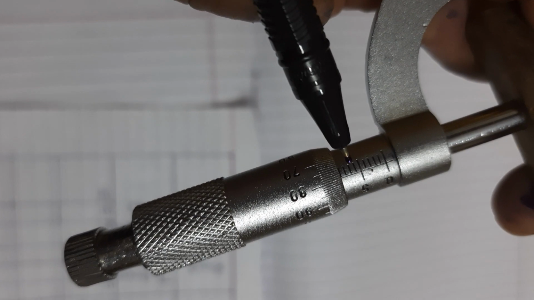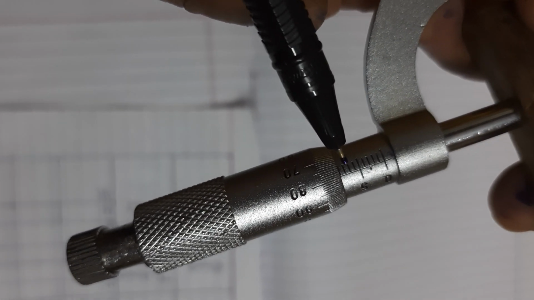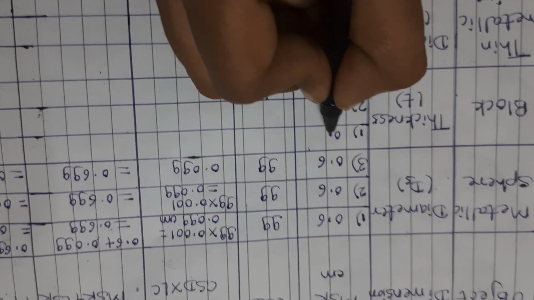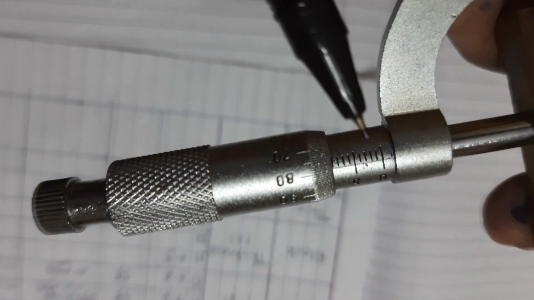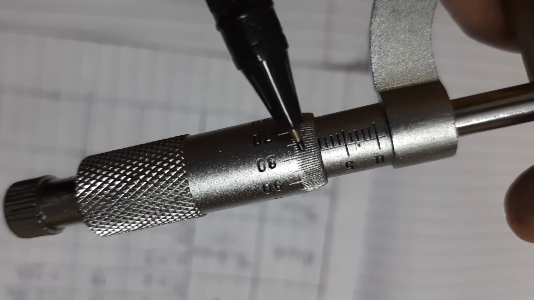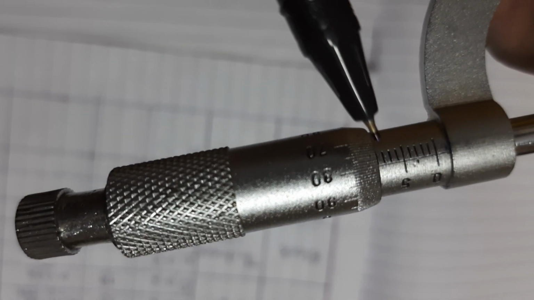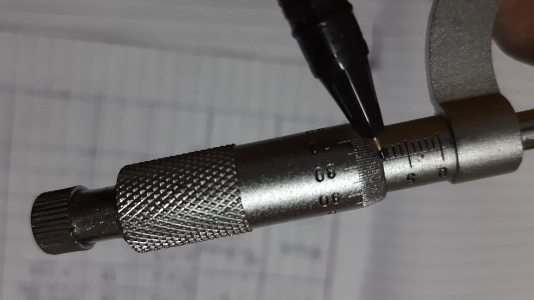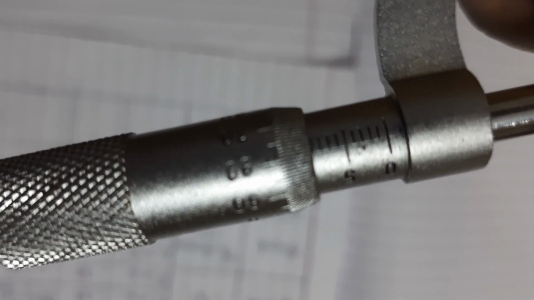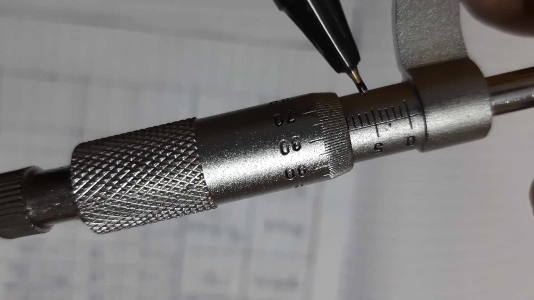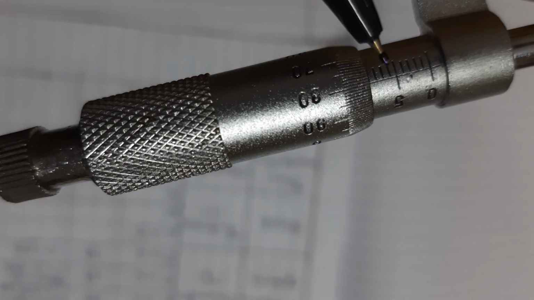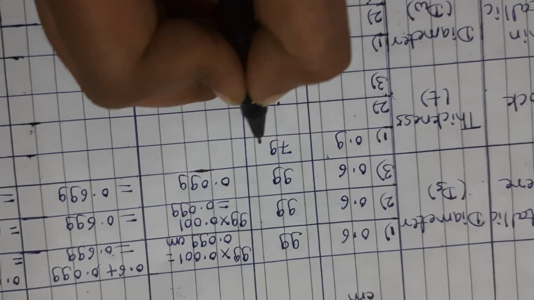But here we have to write the readings in centimeter, and therefore the main scale reading is 0.9 centimeter. Then we have to write the circular scale reading. See here, on this axial line, the 79th division is coinciding, and therefore we take the circular scale reading as 79.